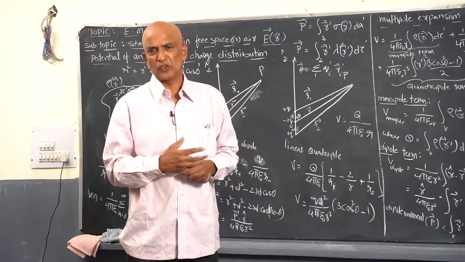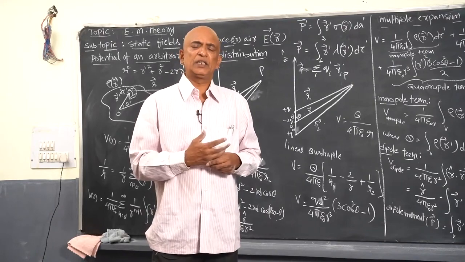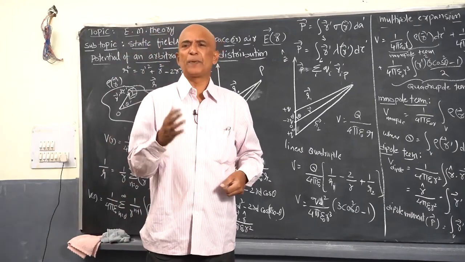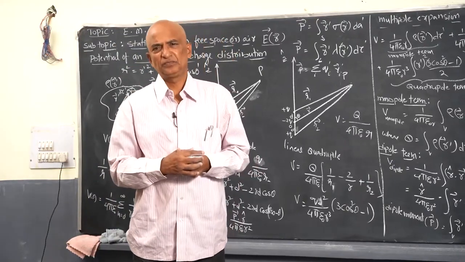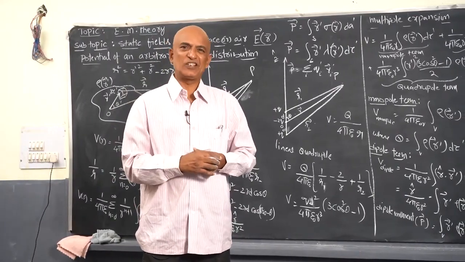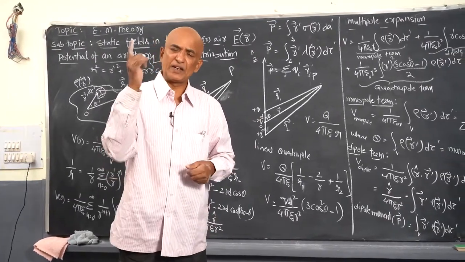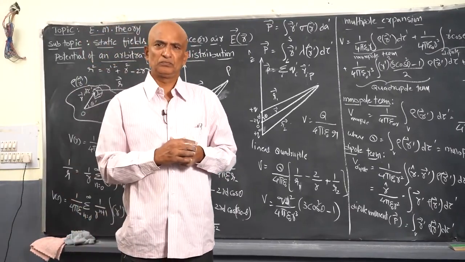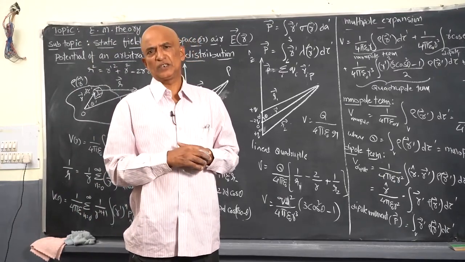Now coming to the dipole term. In case of the dipole term, the dipole moment generally depends on the origin of coordinates. If the origin is shifted or if the charge distribution is shifted, then the dipole moment generally changes. But there is an exception. If the net charge of the charge distribution becomes 0, then the dipole moment does not depend on the origin of coordinates.